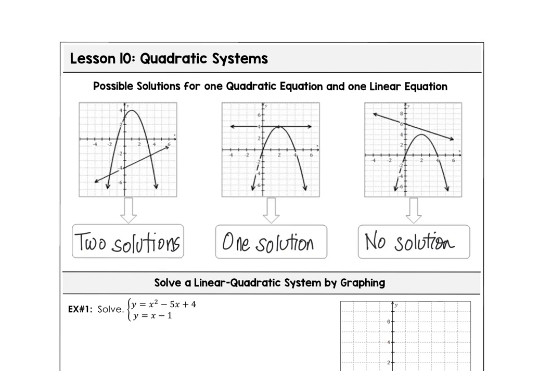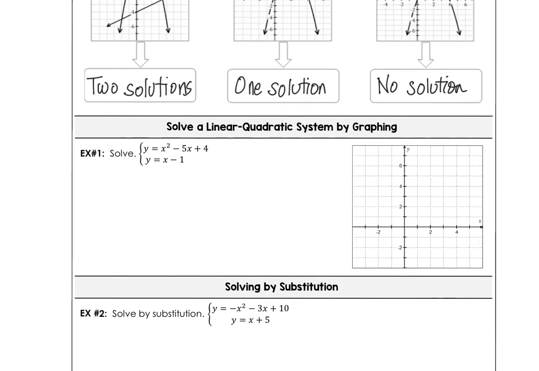So looking at example 1, let's solve a linear system by graphing. So we want to graph y equals x minus 1. I'm going to graph the line first. X minus 1 is just a linear function going through here. And x squared minus 5x plus 4. We can solve that by factoring.